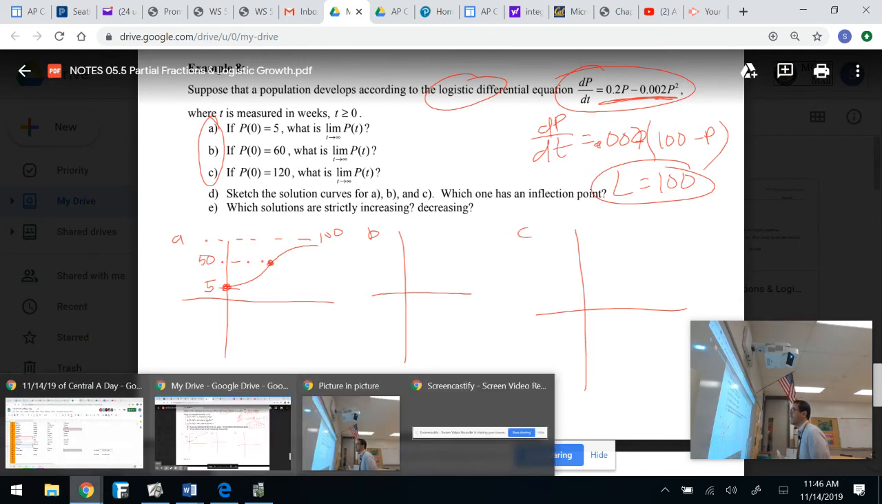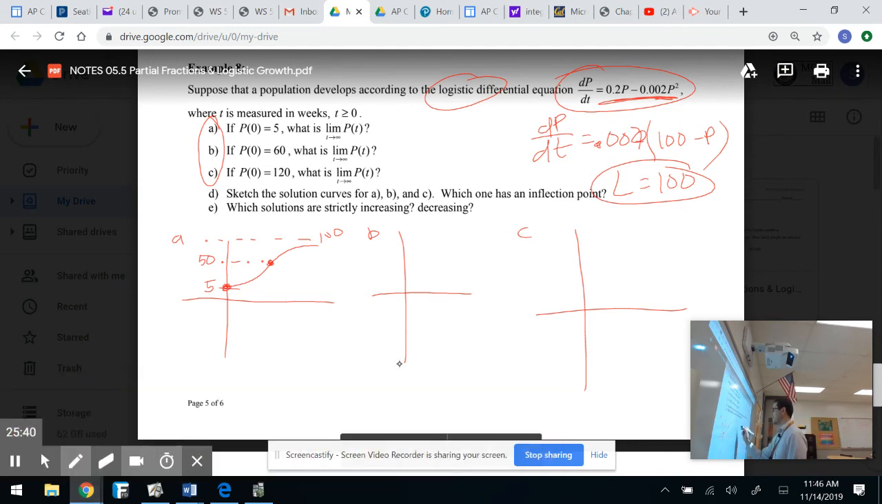All right, let's do B. P of 0 equals 60. Oh, snap, for reals? Well, that's below 100, right? 50 was my fastest growing. So if I start at 60, it's going to look like that, right? It's all going to be concave down, because it already passed when it was growing fastest, or that inflection point.